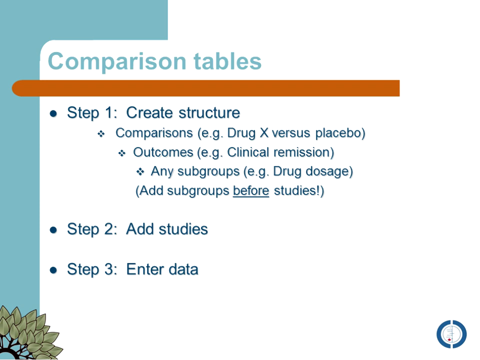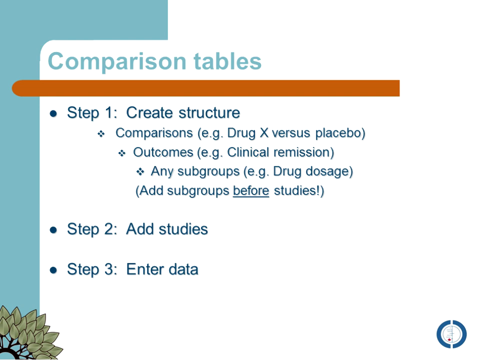Step one, you add a comparison. I've already done that. That's drug X versus placebo. Then you would click Add Outcome. You would specify the data type, whether it's dichotomous or continuous. You would specify the statistical method, such as inverse variance or Mantel-Haenszel. You would specify an effect measure, such as risk ratio or an odds ratio. You would specify an analysis method, such as fixed effect or random effects. You would specify the analysis details, such as totals and 95% confidence intervals.